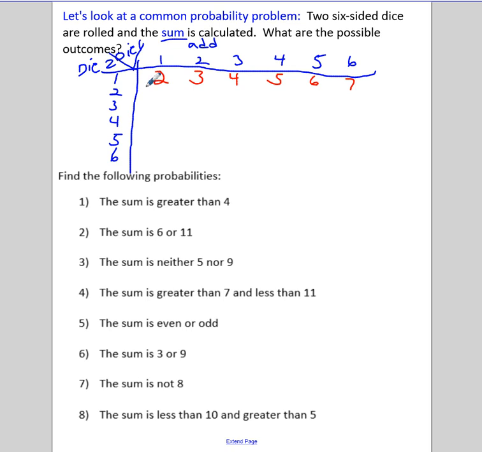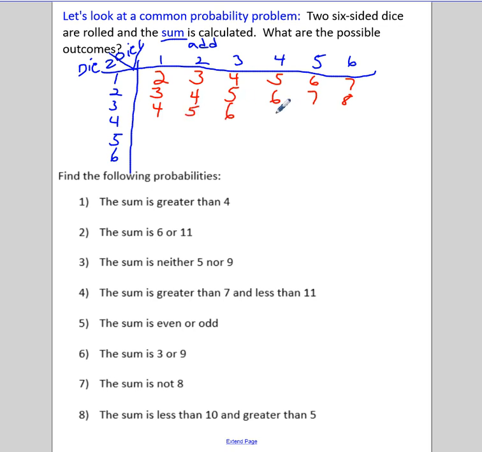If I got a 1 on die 1 and a 2 on die 2, my sum would be a 3. A 2 and a 2 would give me a 4. A 3 and a 2 would give me a 5. A 4 and a 2 is 6. A 5 and a 2 is 7. A 6 and a 2, an 8, right? So I'm just adding up these two numbers on the margins across the top and across the left-hand side to get the sums in the middle. So fill in your table as I'm filling mine in too.